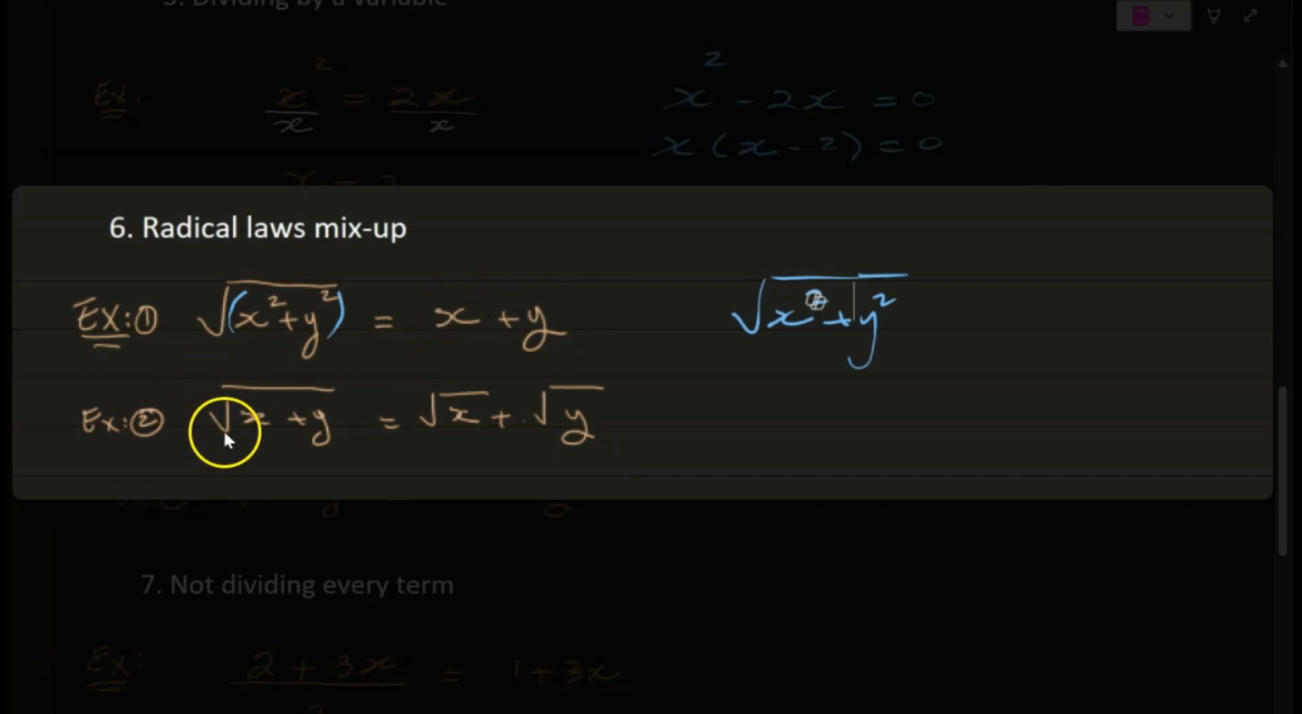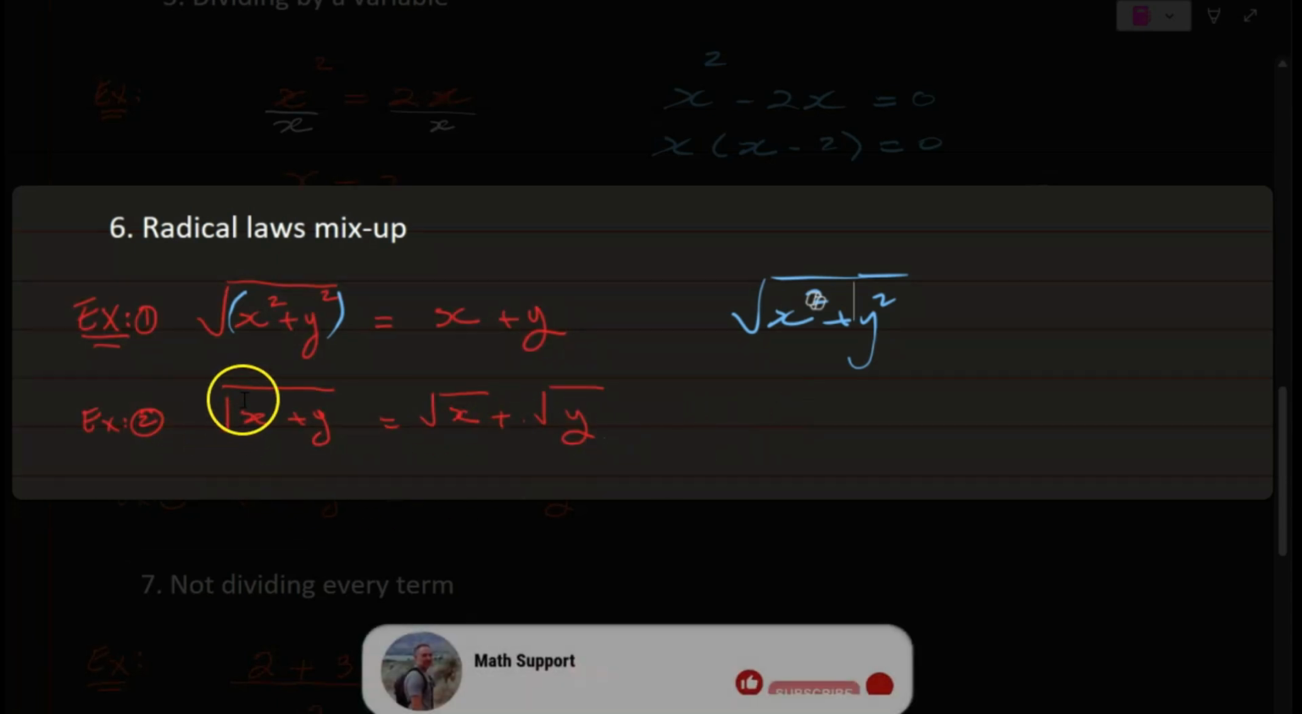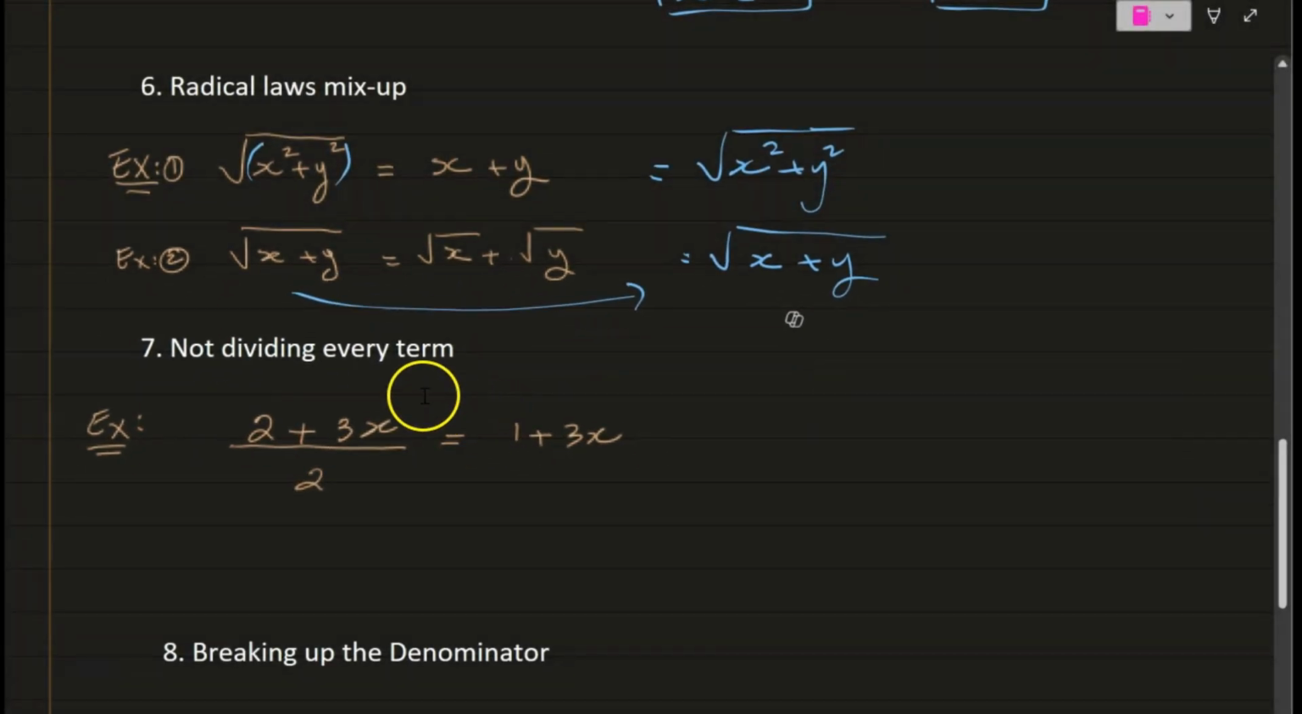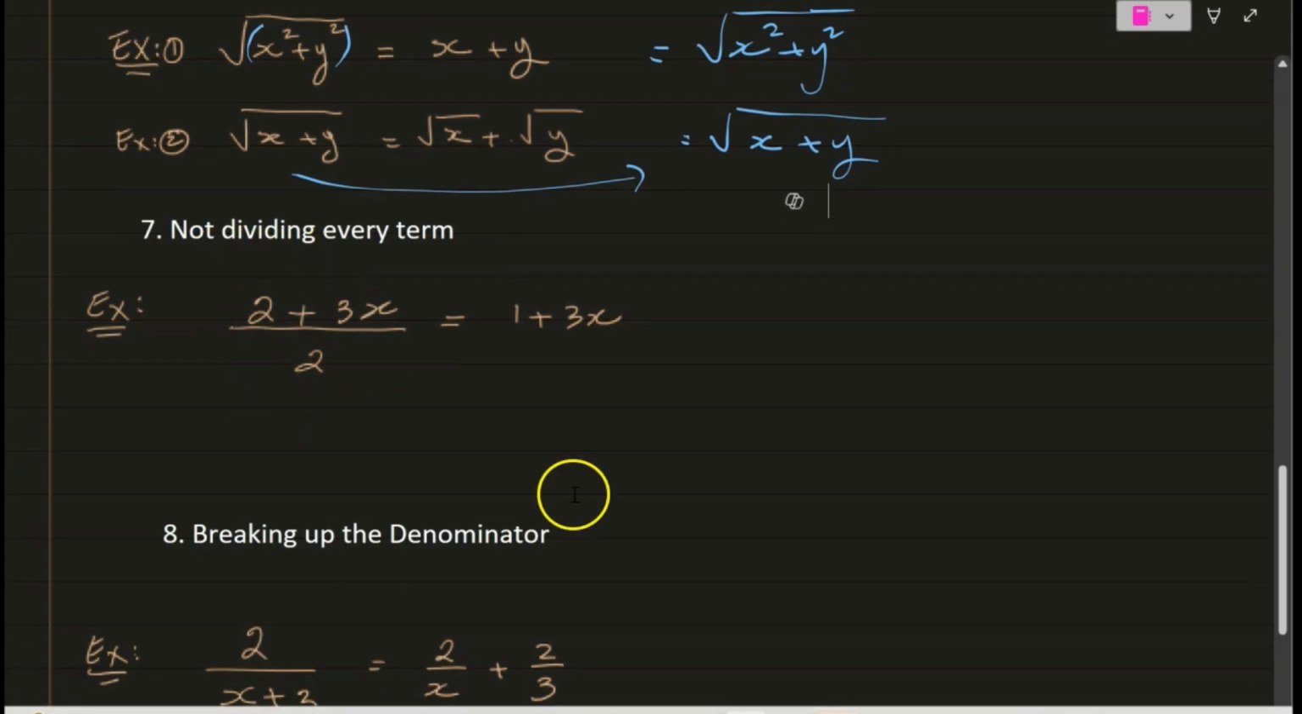Now, another one that I see all the time is that the square root of x plus y becomes the square root of x plus the square root of y, as if this entire thing is being separated by this plus sign. It is not true. So the square root of x plus y is the square root of x plus y. That is it. It does not break up. There is no such law. Okay? Do not use this. All right, number 7, not dividing every term.